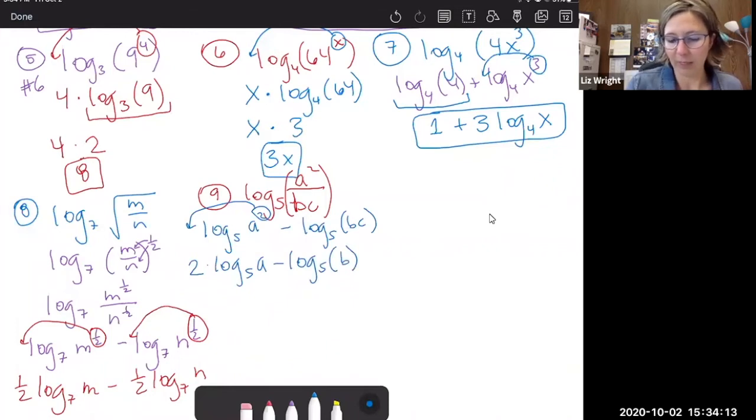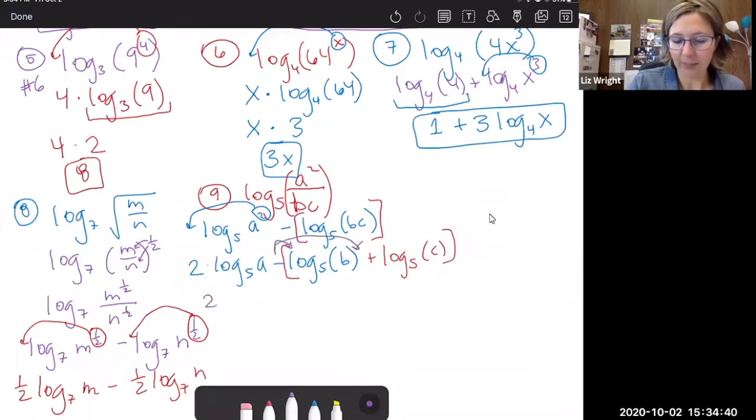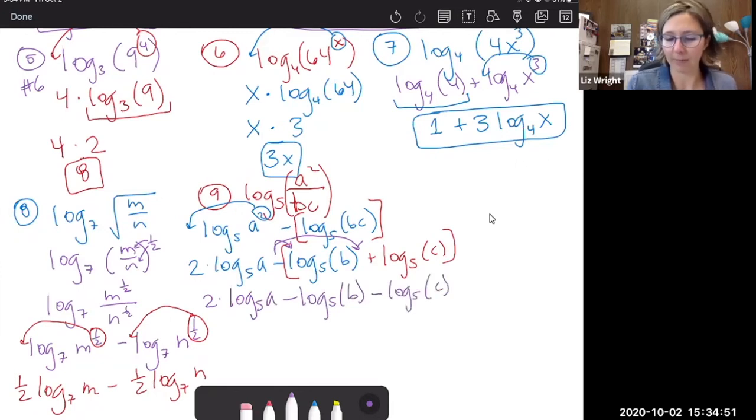And by the way, we have to be careful here. This minus is over this entire log, right? So I'm going to put brackets like this so I don't forget, because I'm going to have to distribute that negative in. So log base 5 of B, and then it's going to be plus log base 5 of C. The reason I put brackets around here is because I need to make sure I distribute this in now. And then my final answer would be 2 times log base 5 of A minus log base 5 of B minus log base 5 of C.